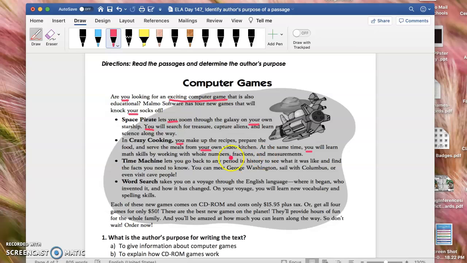It says Time Machine lets you go back to any period in history to see what it was like and find the facts you need to know. You can meet George Washington, sail with Columbus, or even visit cave people. WordSearch takes you on a voyage through the English language, where it began, who invented it, and how it was changed. On your voyage, you will learn new vocabulary and spelling skills.